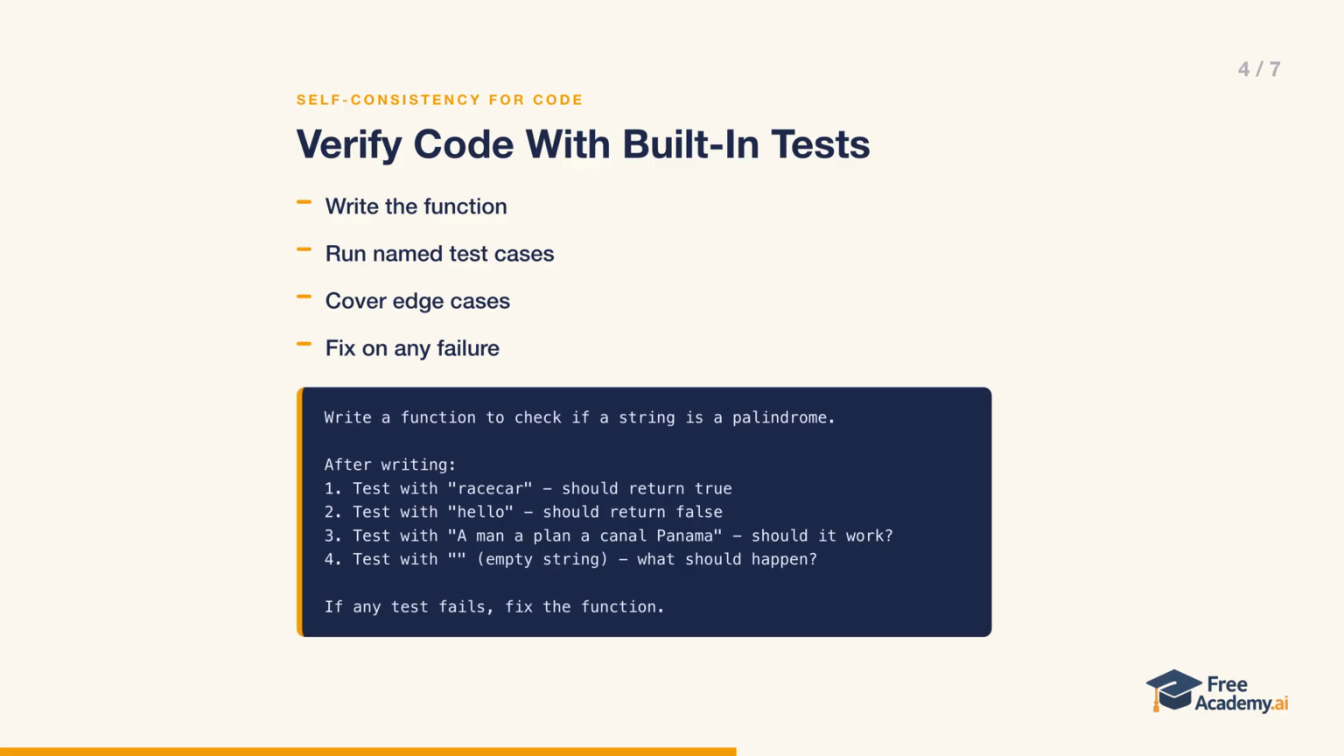Here we ask the model to write a palindrome checker, but we don't stop at the function. We hand it a test plan baked right into the prompt. Test race car, which should return true. Test hello, which should return false. Test a man, a plan, a canal, Panama, and ask whether it should even work with spaces and capitals. Test the empty string and decide what should happen. Then, if any test fails, fix the function. By making the model run its own answer against concrete cases, you catch edge case bugs before you ever paste the code into your project.